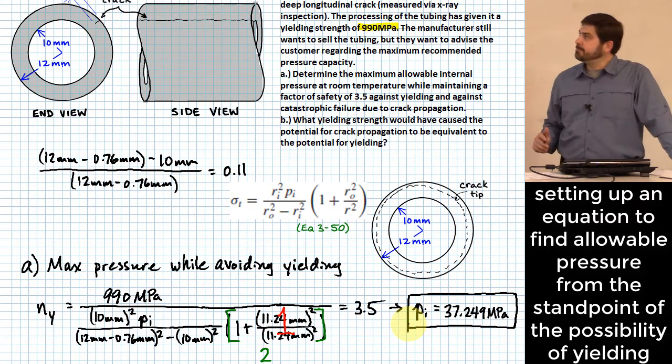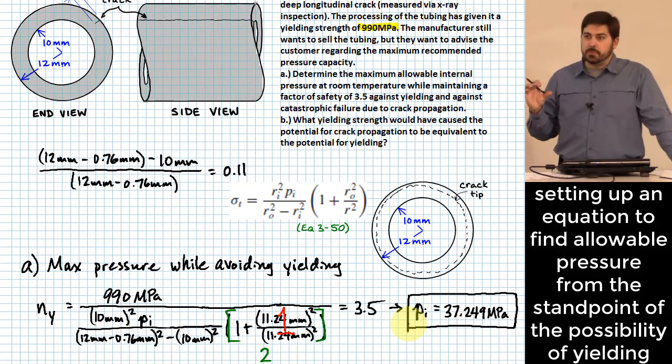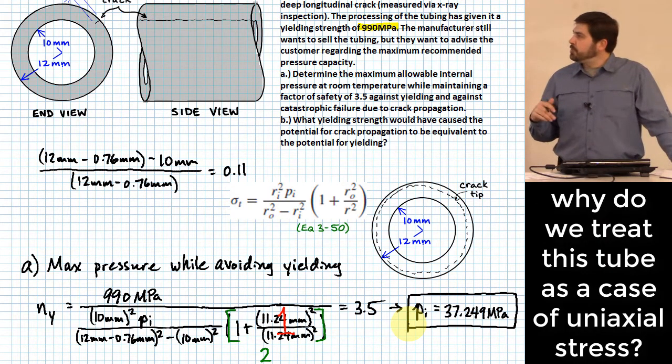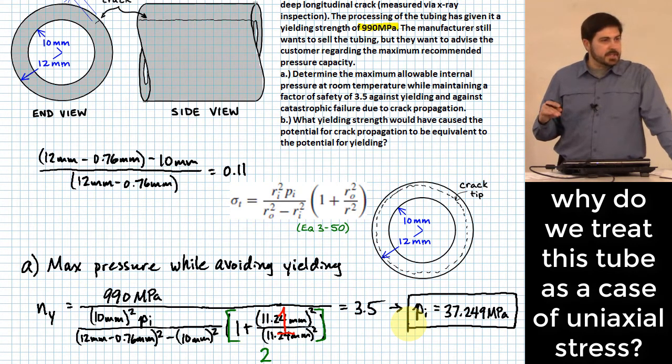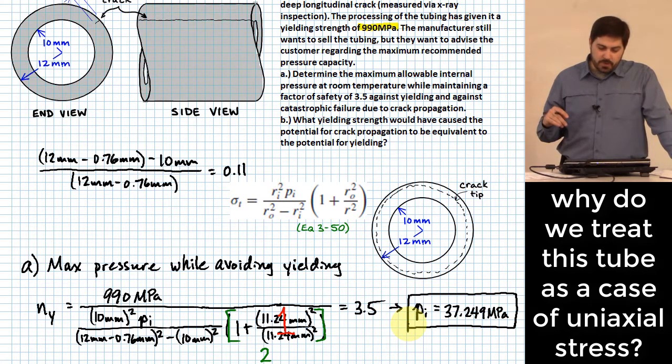Nice little warm-up. So that's how much internal pressure we can carry and still avoid yielding this tube, okay? While some of you are finishing writing that stuff down, let me make another comment, and that is this. You might notice here that we have essentially treated this thing like it's in uniaxial stress.